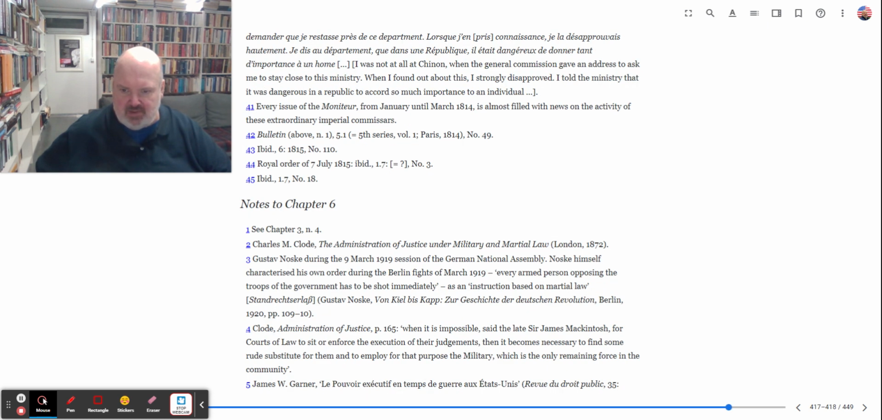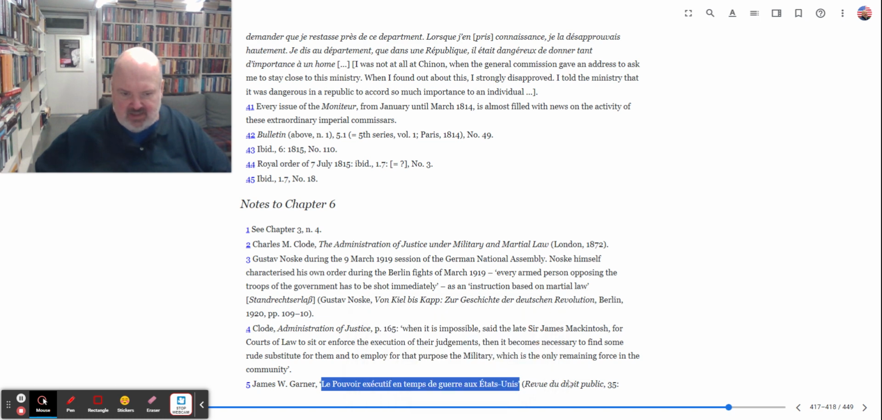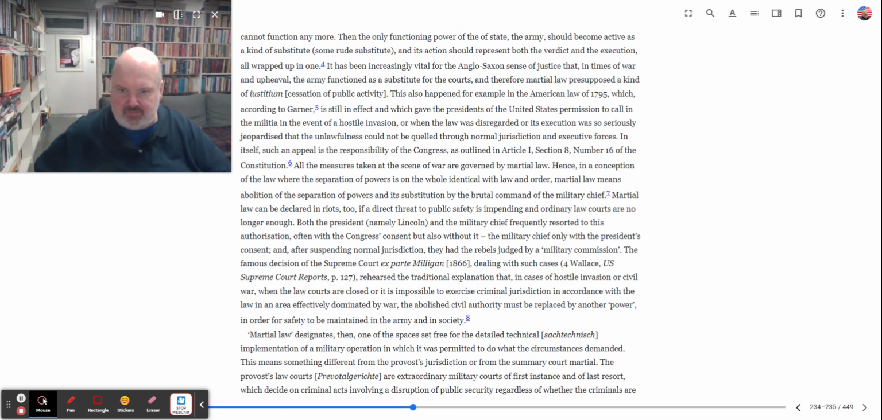So this is James M. Gardner's article, published in French, The Executive Power in Wartime in the United States, in the Review of Public Law, 1918, page 16. From hostile invasion, in itself, such an appeal is the responsibility of Congress, as outlined in Article 1, Section 8, Clause 16 of the Constitution.